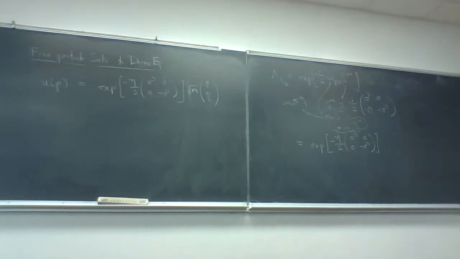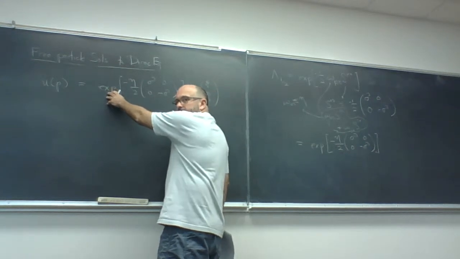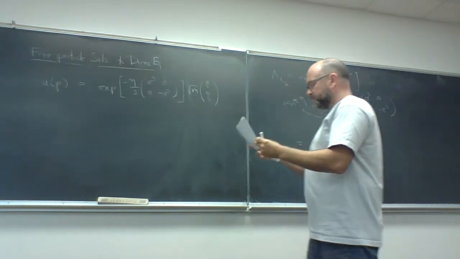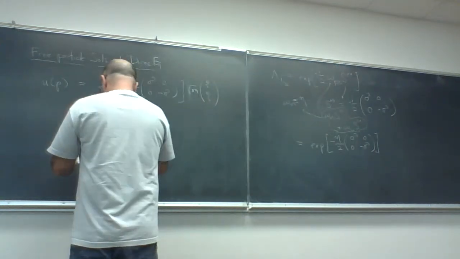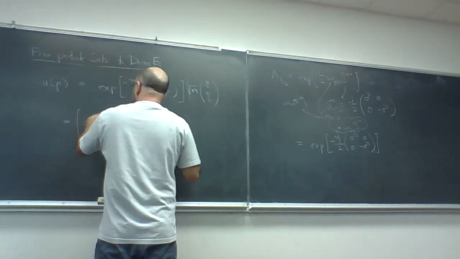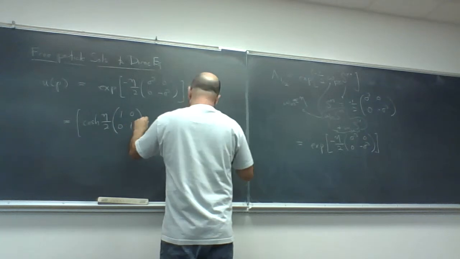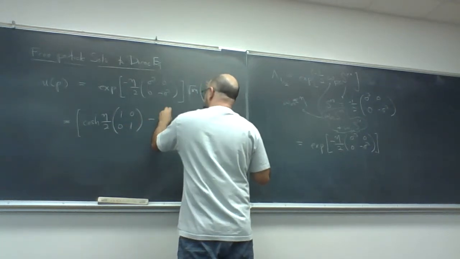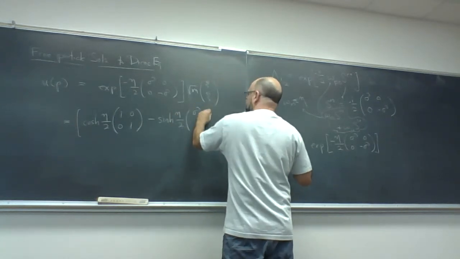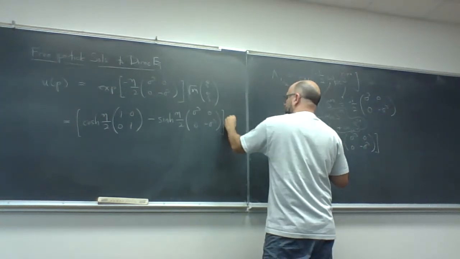So we do the same thing. You do that stuff that I was talking about before, where you expand this out, and then you resum the coefficients. What you find is that in this case, it's a little more complicated. It's a cosh of eta over 2 times the identity matrix, then minus sinh of eta over 2 times this matrix, and still multiplying our square root of m.